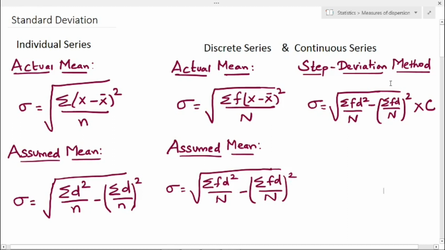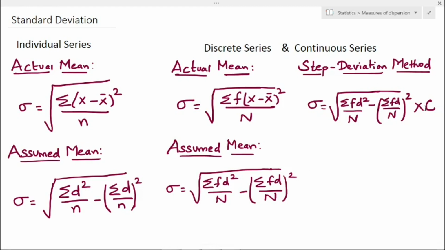Next, the step deviation method. This method is especially used for continuous series. Suppose we have a frequency distribution, we use this formula because we have the class interval value c. So sigma equal to square root of summation fd square by n minus summation fd by n the whole square, into c. So the assumed mean and step deviation formulas are the same. The only difference is that here we multiply by the class interval value. These are all the formulas for finding the value of standard deviation.